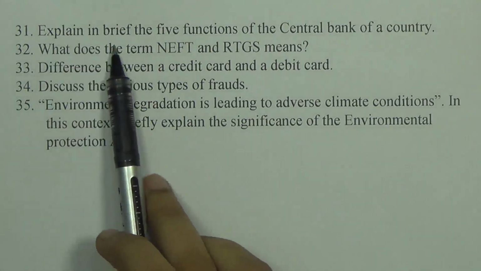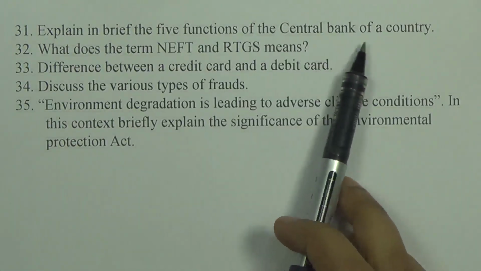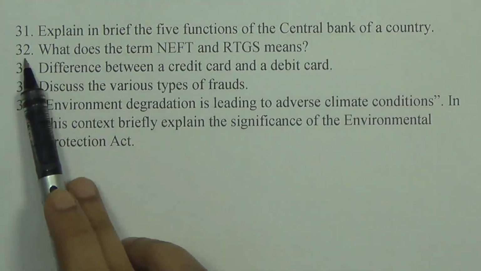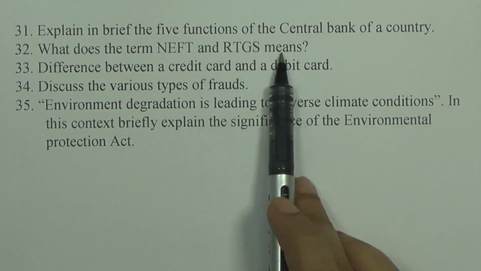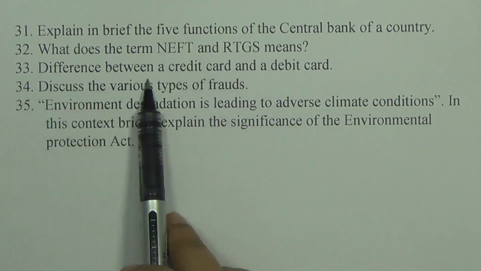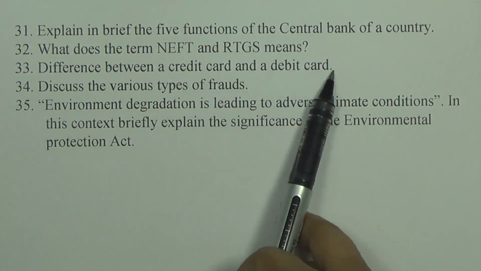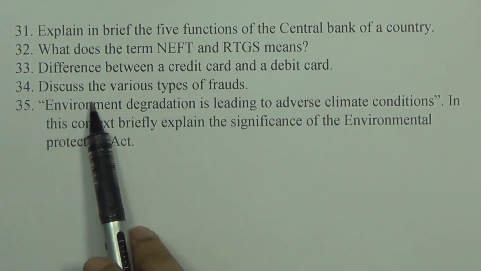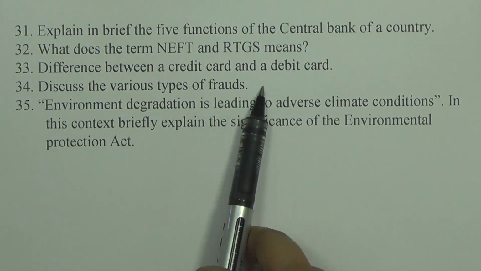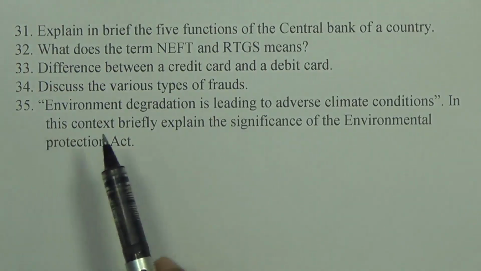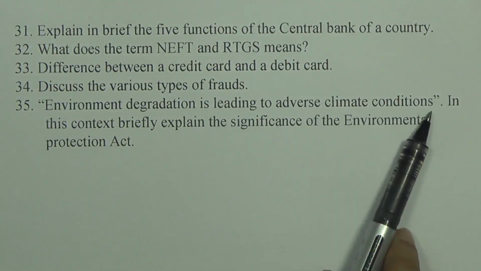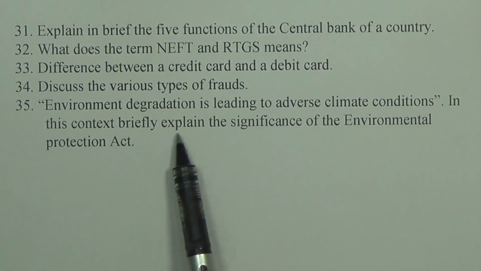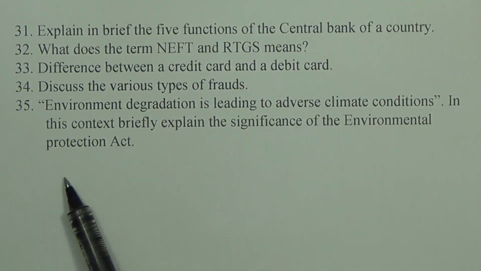31. Explain in brief the 5 functions of the Central Bank of a country. 32. What does the term NEFT and RTGS mean? 33. Difference between a credit card and a debit card. 34. Discuss the various types of frauds. 35. Environment degradation is leading to adverse climate conditions. In this context, briefly explain the significance of the Environmental Protection Act.